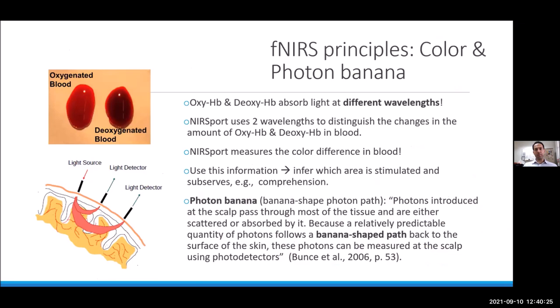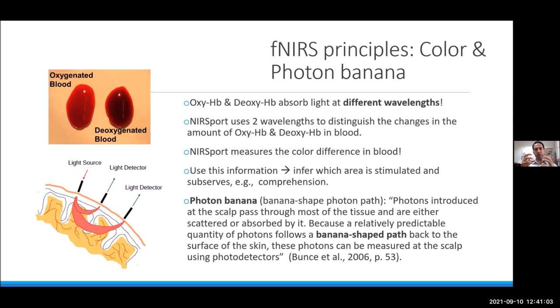There are two more principles that we need to go through before I start talking about the studies. One of them has to do with the color of blood. Of course, you might say that the blood is red. That's true. And the other one is the photon banana. That's a cool name. The color of blood: when blood gets oxygenated, it gets lighter, as you see in the picture on the left-hand side. When it's deoxygenated, that is, when it loses the oxygen, it becomes darker in color.